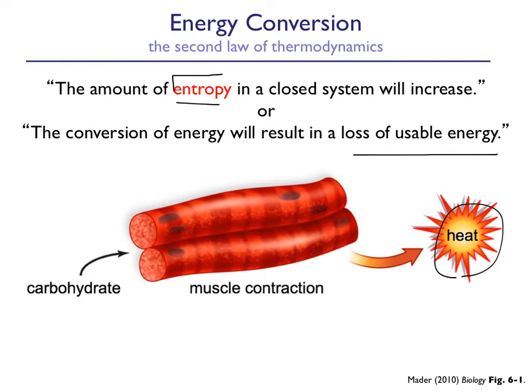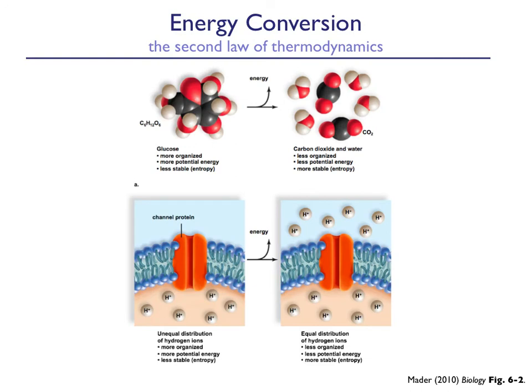So what is this idea of entropy? Entropy is a little bit more challenging to understand. Basically, entropy is energy not available for work. It's unusable energy. In this case, the heat, for example, would be a loss of usable energy. So when there's an increase in entropy, it means there's more disorder and less usable energy. But in reality, this is a much more stable situation.